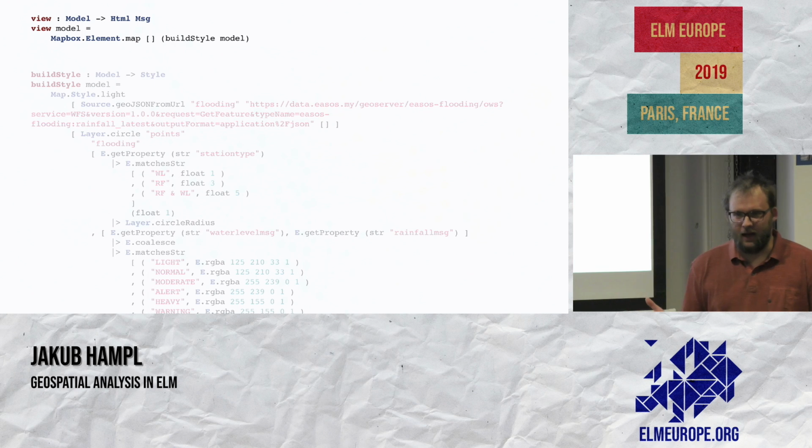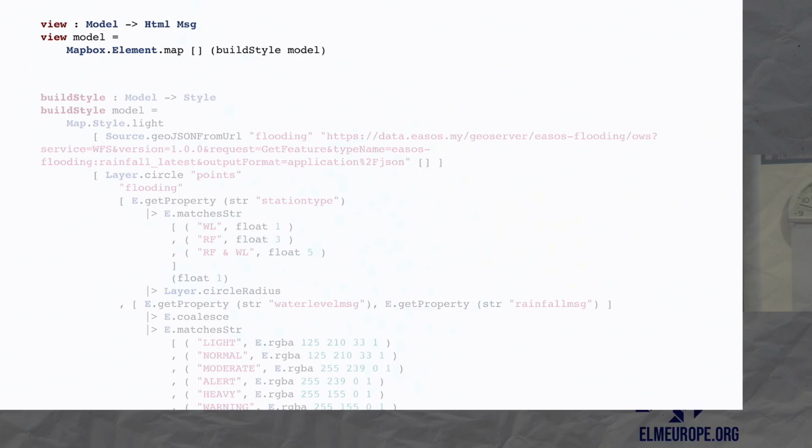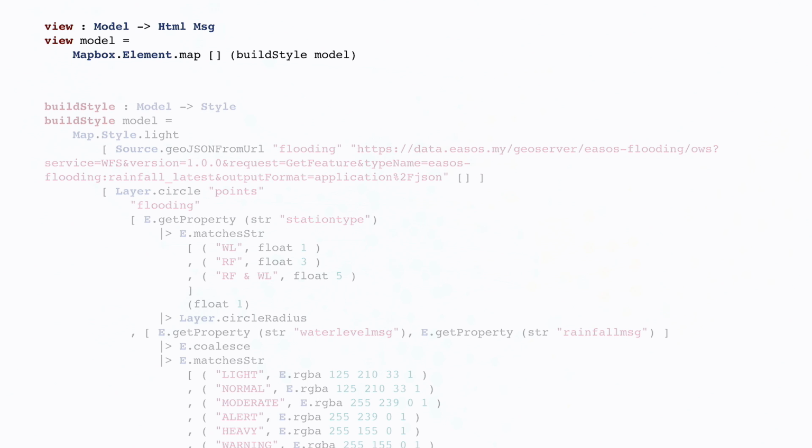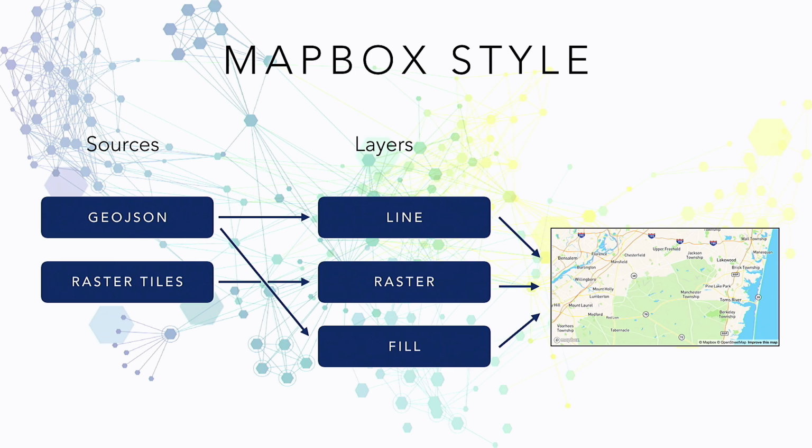So we're going to set up our app here. This is all set up already, and most of the logic is happening in the view. I've elided most of the code, but this is the interesting part. Here we're going to set up our map with Mapbox.Element.map. This is not mapping over a data structure. Naming is hard. This is actually giving you a map, as in a road map. It takes a list of attributes, in this case none, and a style that we're going to produce with this buildStyle function. It's going to take our model and turn it into a style.